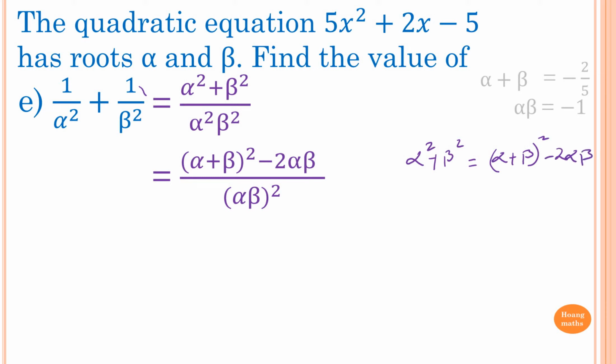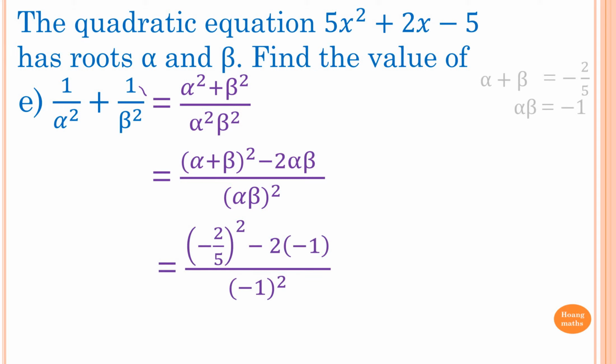Over, now remember alpha square times beta square is the same as alpha beta all squared. Now, all I need to do is substitute the values in from the first part. So which is this. And then I just put it in the calculator. Of course, you can do it in your head if you like. Otherwise, just use a calculator. So that's what I get.